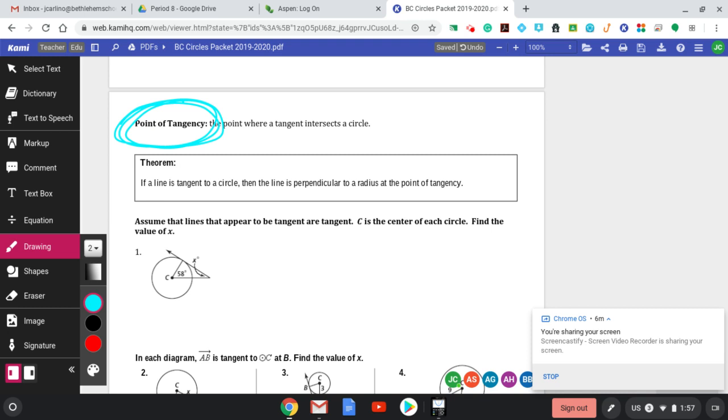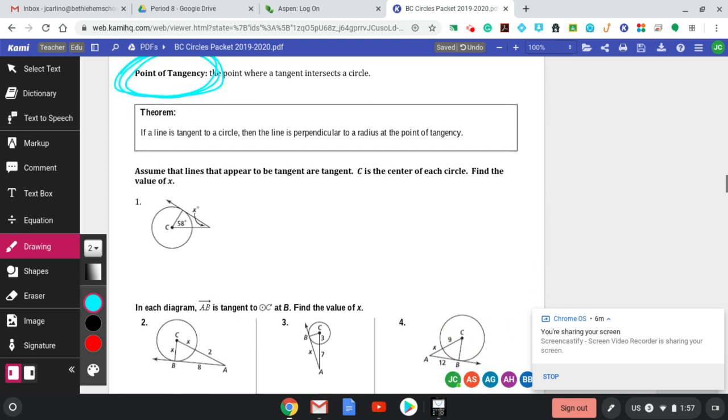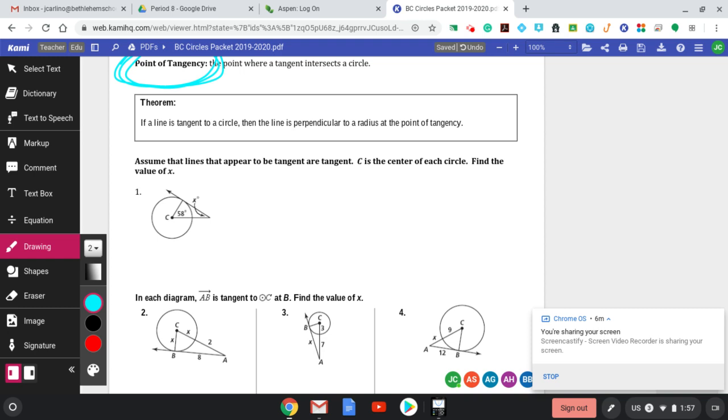I say that because that gets us to our first theorem on tangents. A lot of theorems, I warned you guys day one, a lot of theorems in this unit. If you have a line that's tangent to a circle and you draw the radius to the point of tangency, the radius drawn to the point of tangency is perpendicular to the tangent.